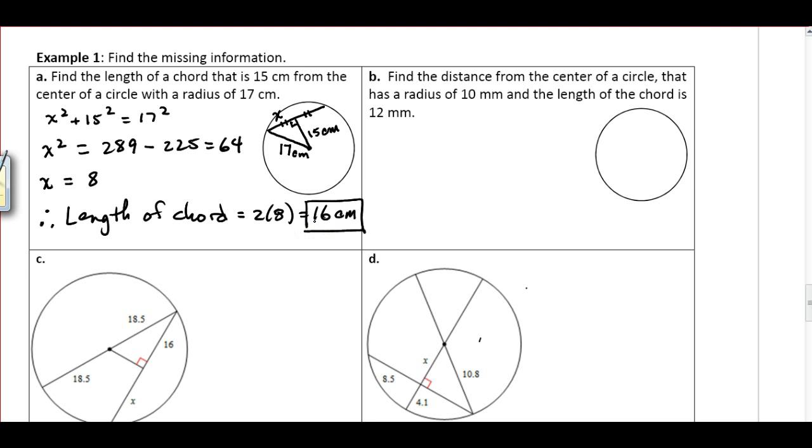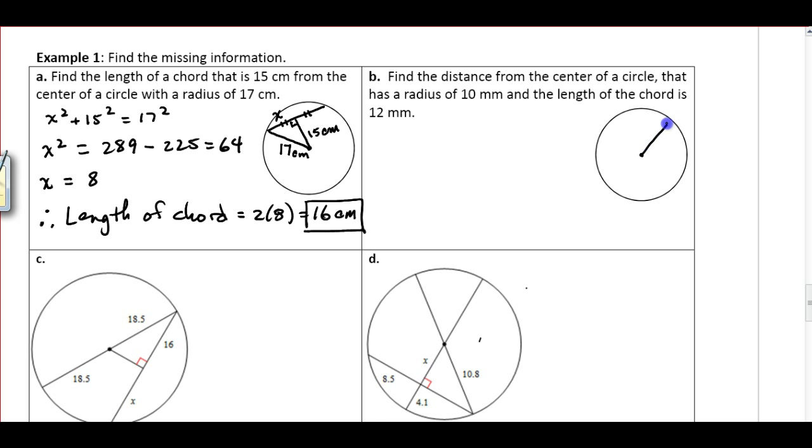And remember, if units are included in the problem, you should include them in the answer. If they are not included in the problem, you do not have to include them in the answer. Alright, moving on to part B. Find the distance from the center of a circle that has a radius of 10.